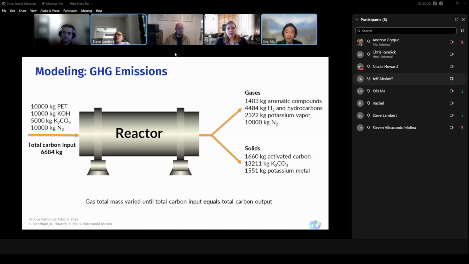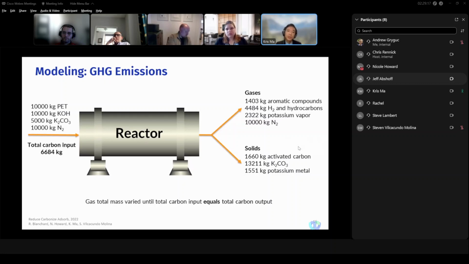Yeah, so for greenhouse gas emission modeling, we use the basis of making sure that the carbon mass balances were satisfied. So carbon going into a reactor must equal the carbon going out of the reactor. That's how we determine the gas flow rates.